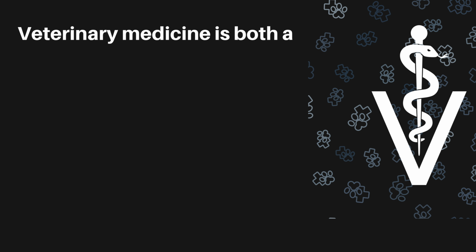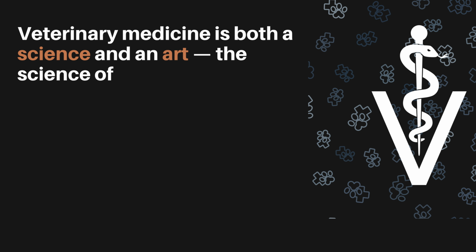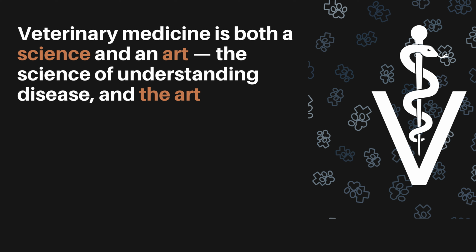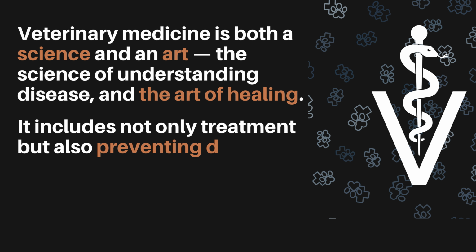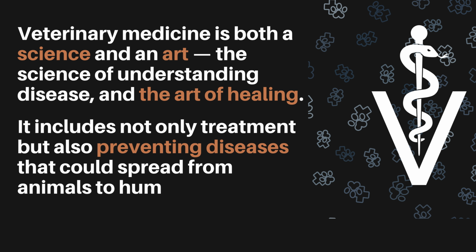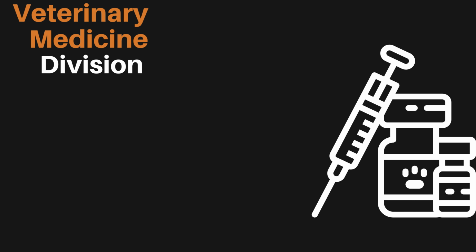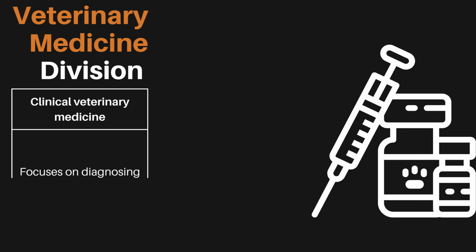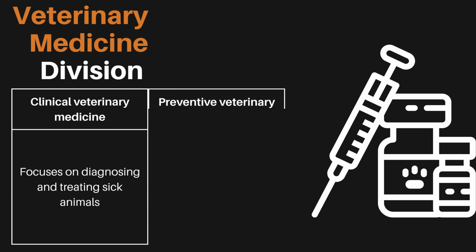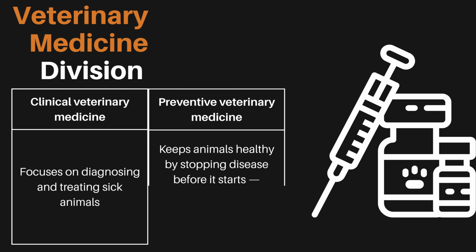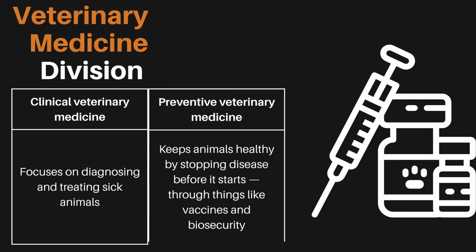Veterinary medicine is both a science and an art, the science of understanding disease, and the art of healing. It includes not only treatment but also preventing diseases that could spread from animals to humans. It's divided into two branches. Clinical veterinary medicine, which focuses on diagnosing and treating sick animals, and preventive veterinary medicine, which keeps animals healthy by stopping disease before it starts, through things like vaccines and biosecurity.